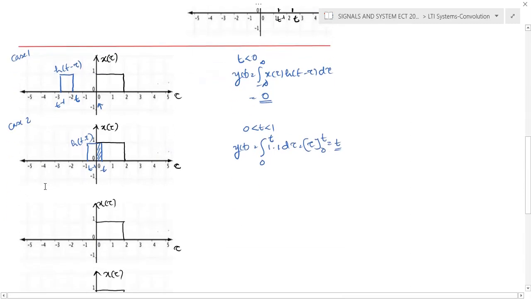Now we can consider the next case, where t is between 1 and 2. If t is between 1 and 2, t minus 1 will be between 0 and 1. So now we are drawing h of t minus 2, and x of t is indicated by the black, and h of t minus 2 is indicated by the blue waveform. Now the limit is between 1 and 2.